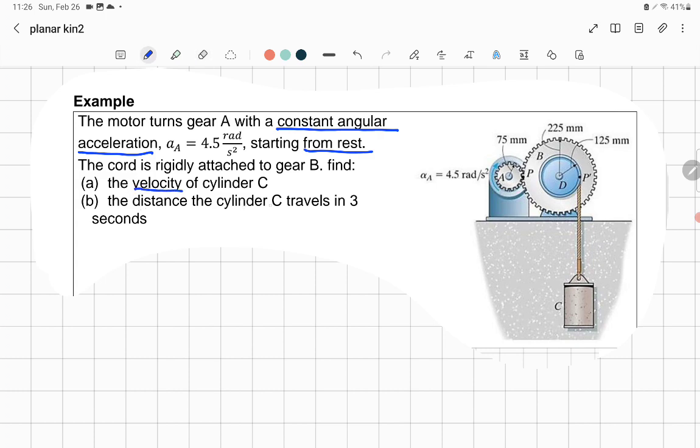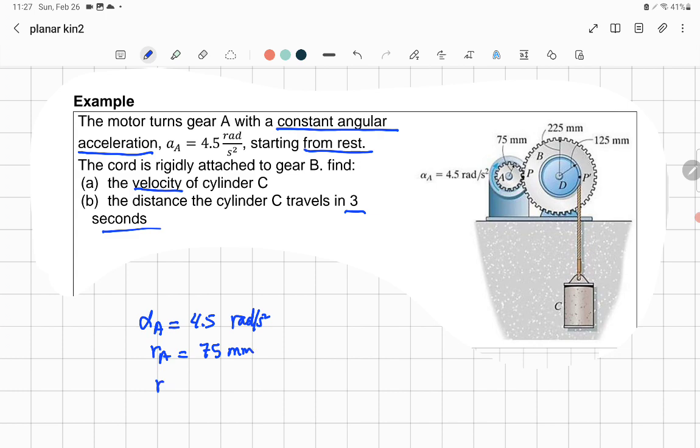And the distance that the cylinder C travels in 3 seconds. Time is given. All right. So let's just write the information that we have here. What's given? Alpha of A is given, 4.5 radian per second squared. The radius of A is given, or not? Yes, it's given. RA is equal to 75 millimeter. Everything in A is given here.